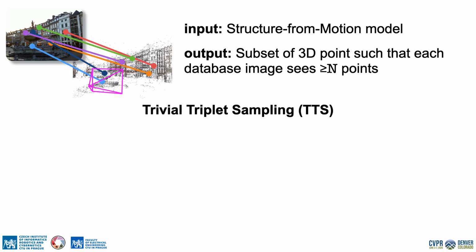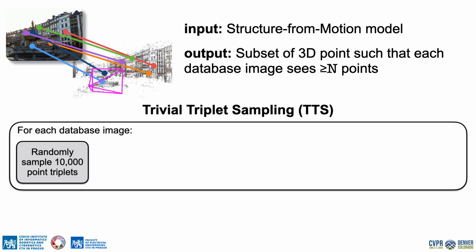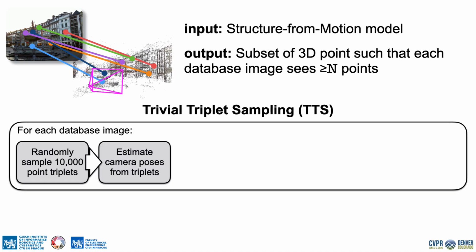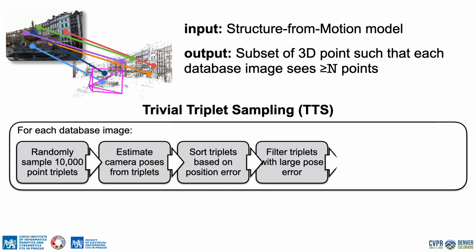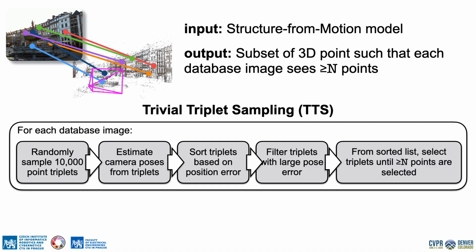Our main contribution is an approach that we call trivial triplet sampling. For each database image, we randomly sample 10,000 point triplets of the points visible in the database image. For each triplet, we estimate the camera pose of the database image using 2D-3D correspondences readily provided by the structure from motion model. We sort the triplets based on position errors, filter them to get rid of triplets with large pose errors, and finally go through the sorted list and select triplets until at least n unique 3D points have been selected for that image.